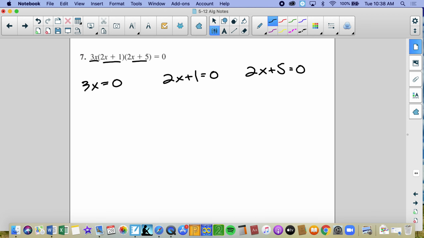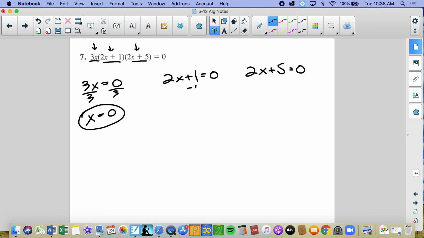Remember, our goal is to find out what value of x makes that 0. What value of x makes that 0. What value of x makes that 0. Because one of these 3 must be 0 if they're multiplying and it equals 0. That's called the 0 property. So let's take each piece and solve for x.